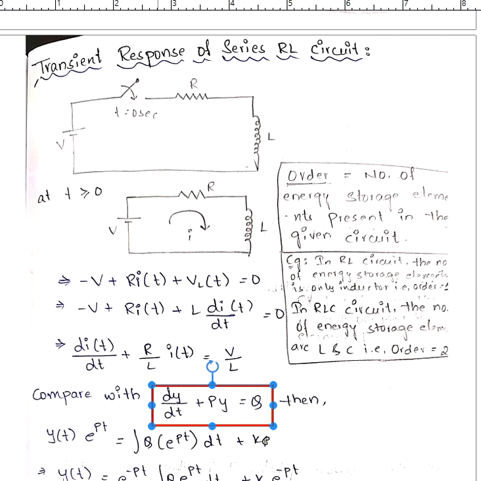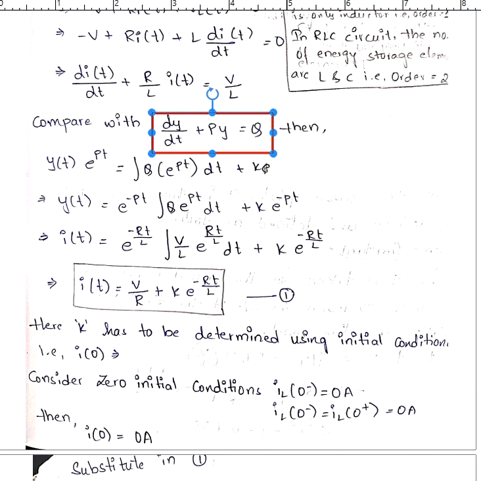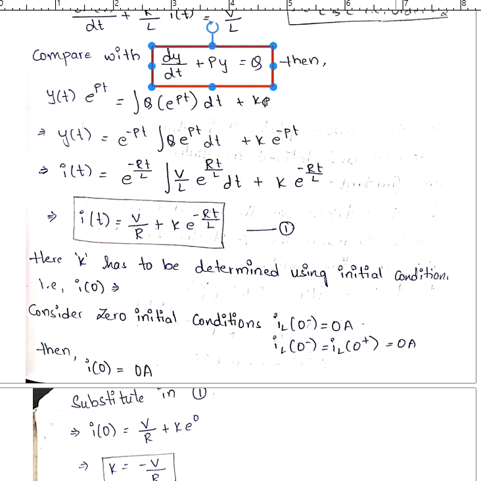What is the initial time here in our circuit given? It is t is equal to 0 seconds. That is called initial time, and we need to have an initial condition to get capital K, right? Okay, now when you integrate and simplify all the things, you will get I of t is equal to v by r plus k into e power minus rt by l, and here k has to be determined using initial condition I of 0. Okay, so now we are considering 0 initial conditions. That means IL of 0 minus is equal to 0 amperes. Okay, this is our assumption, let us say.